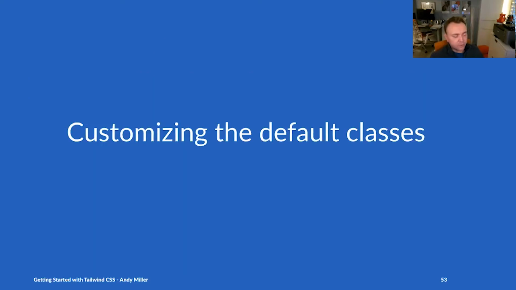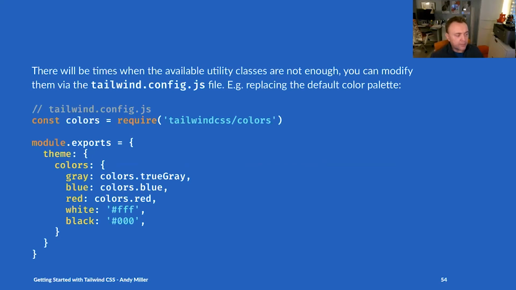You can customize the default classes too. So here's an example where we're basically replacing the default Tailwind color palette with a custom color palette. So by default, Tailwind comes with a bunch of colors, and more often than not, your design or your client won't need a chunk of those colors, and they probably will need some other ones, a custom color that is specific to their brand, for example. So in this example here, we've got inside of the tailwind.config.js, we've got the theme color section, and we're defining the color palette to be gray with colors.trueGray.